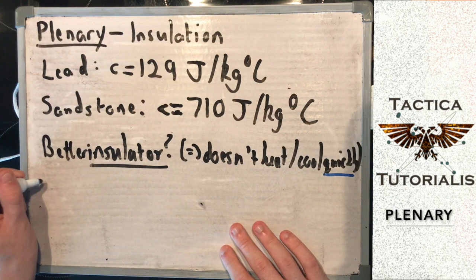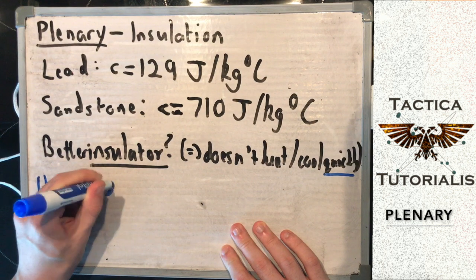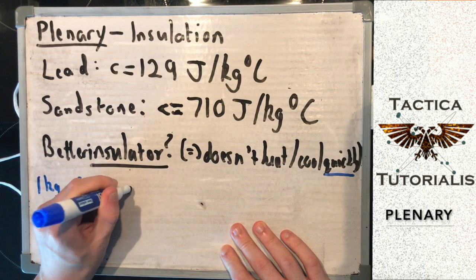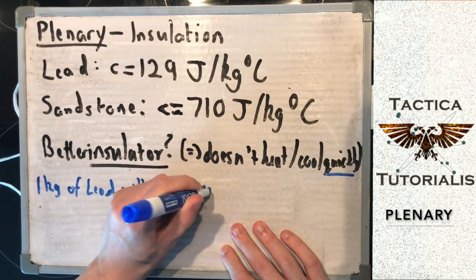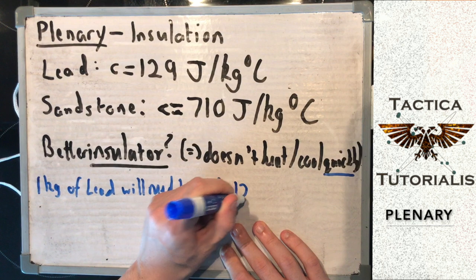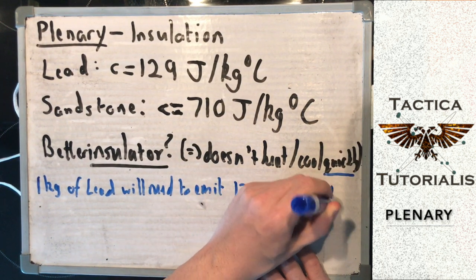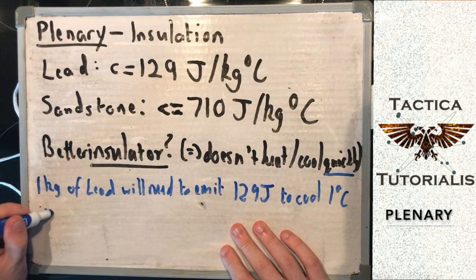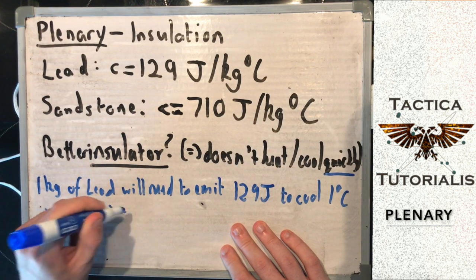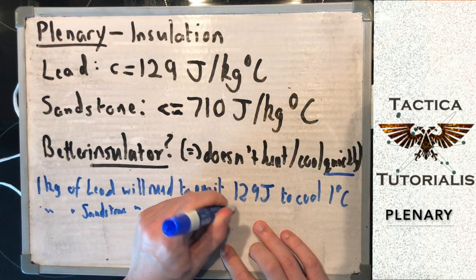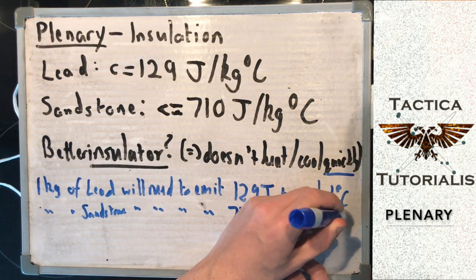And that means that 1 kg of lead will need to emit, I don't want to say energy is lost because that's the wrong word, 129 joules to cool 1 degree C. Whereas 1 kg of sandstone will need to emit 710 joules to cool 1 degree C.